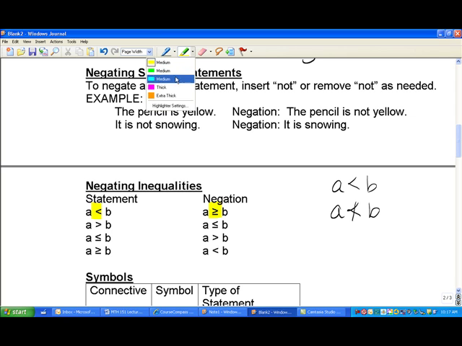The negation of a greater than becomes less than or equal to. The negation of less than or equal to is greater than. And finally, the negation of greater than or equal to is less than. So we're looking at all the other possibilities.